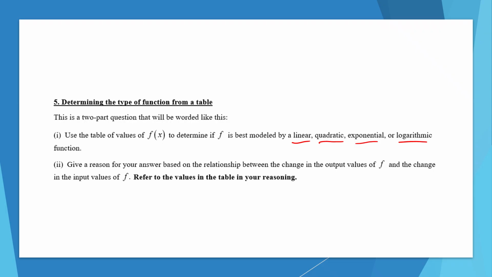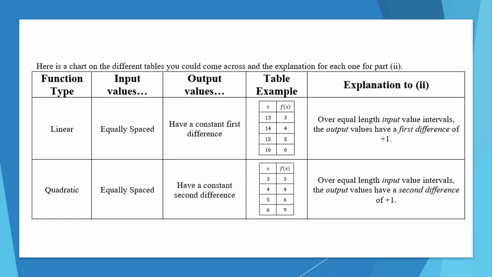Here, you're just going to give your answer for part 1 of the 4, and then part 2 is where you give your reasoning, and then here you need to refer to values in the table or reference the table specifically. So here's an explanation for each one.